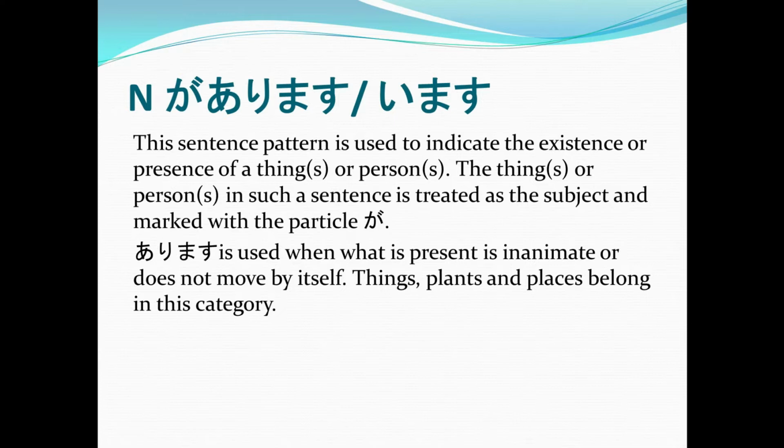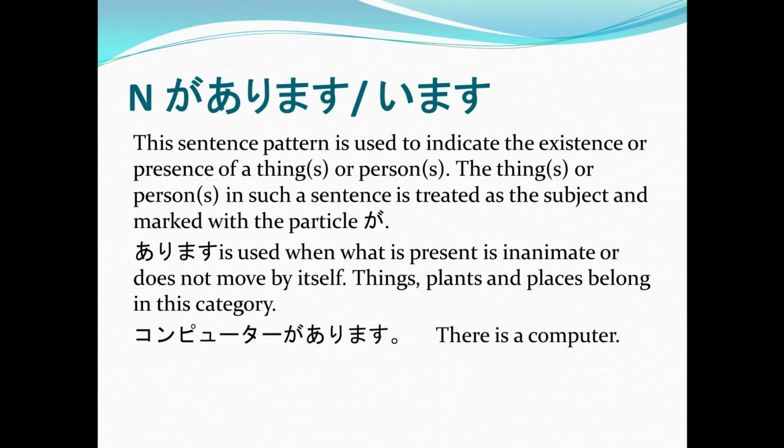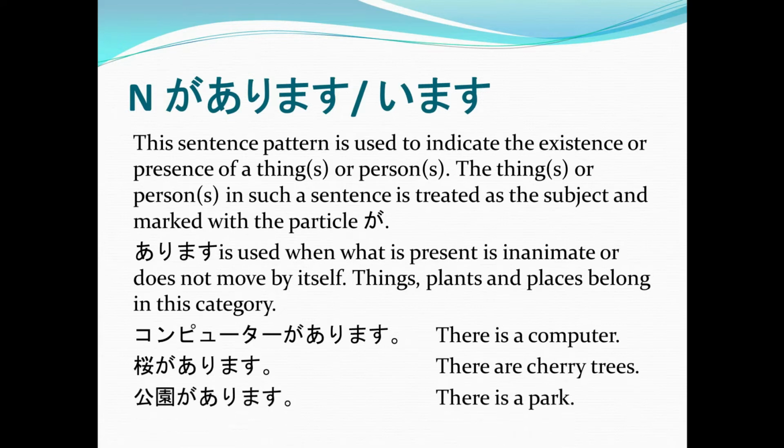Now, let's take a look at my examples. First, computer ga arimasu, or there is a computer. For plants, even if they are living things, they are considered inanimate, so we use arimasu. Sakura ga arimasu, or there are cherry blossom trees. And lastly, koen ga arimasu, or there is a park.